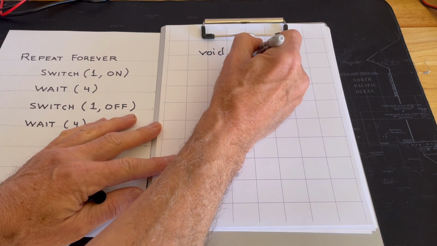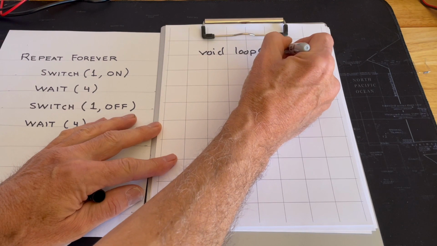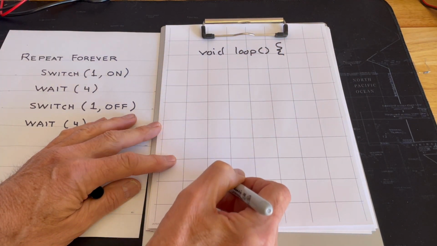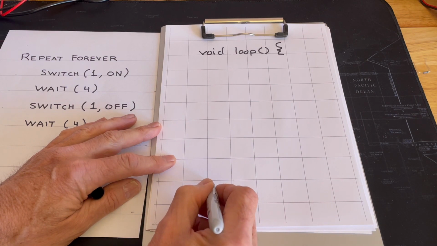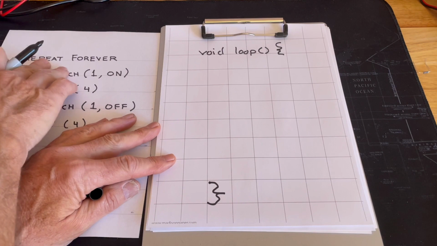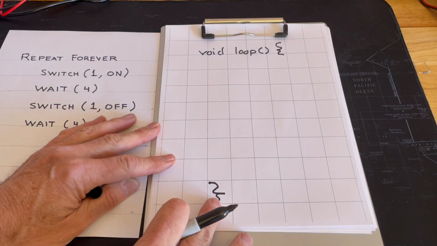That means let's loop over this over and over again: open and close parentheses, and then I have a brace, and all the instructions we want to execute, followed at the end by another brace. So this repeats forever: void loop, open and close parentheses, and the braces.